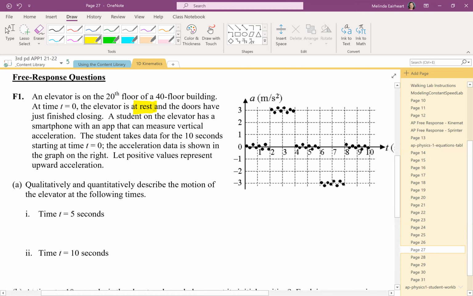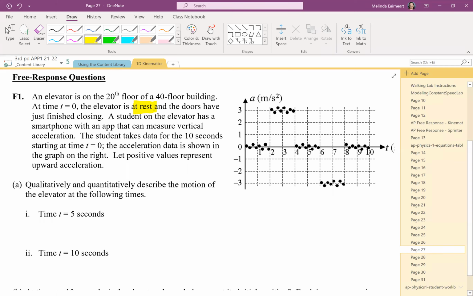The student is on the elevator and they have a smartphone with an app that can measure vertical acceleration. And true story, those are really out there, okay? The student takes data for 10 seconds, starting when the timer began, t equals 0. By the way, you'll never calculate with an equation with t equals 0. If you find yourself plugging in 0 for time, reread it. It's when the timer begins, okay?